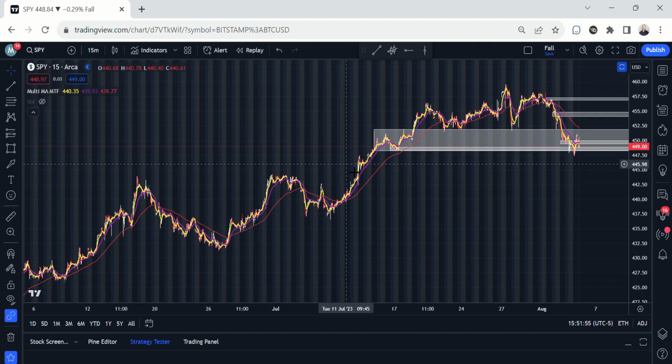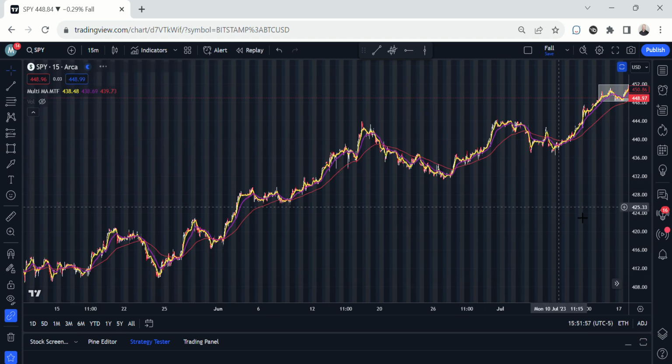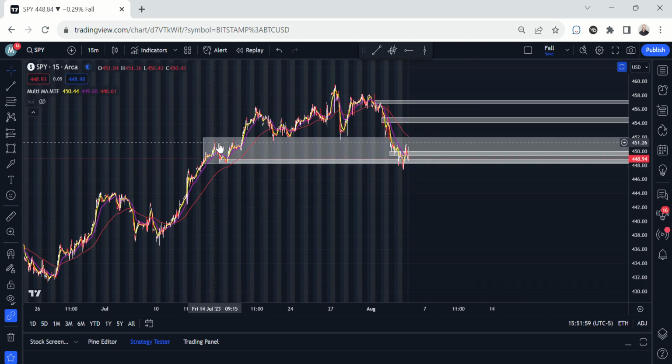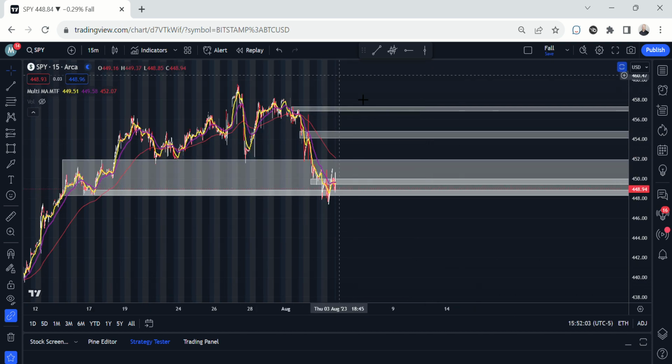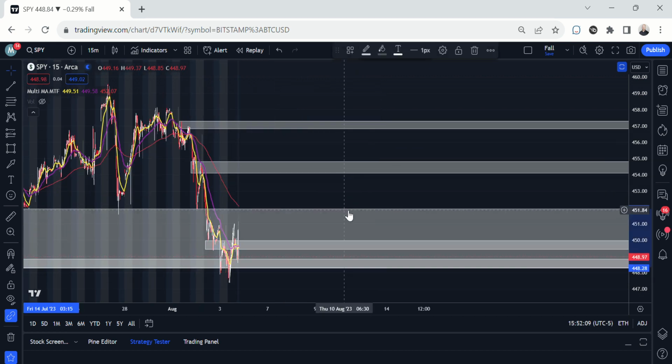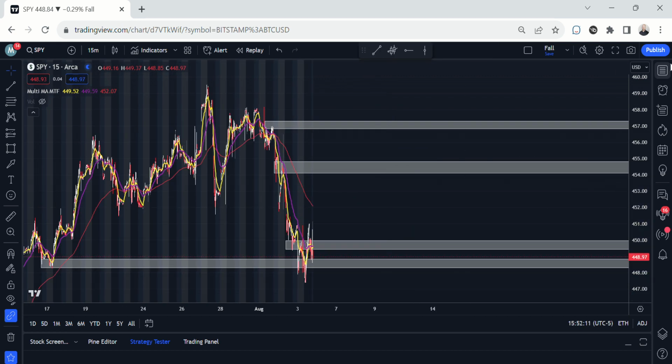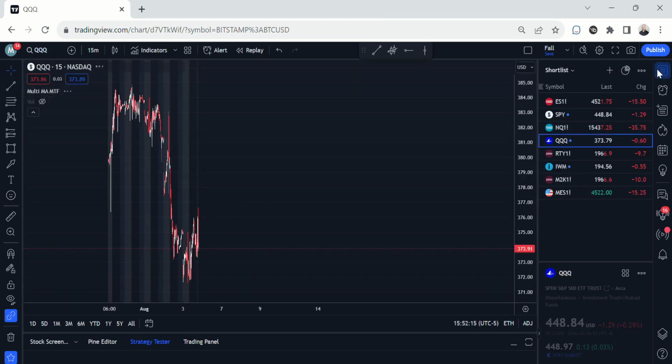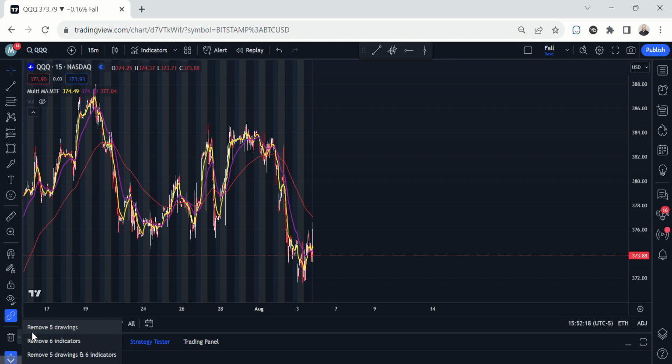I don't know if we go back. It doesn't look like it ever acted as resistance really, but you can just see in this area it's chopping around. So I'd like to see it clear one way or the other. It's kind of hard to play. You never really know what's going to happen between the lines. So let's take a quick look at Qs and just see if there's anything here that was different.